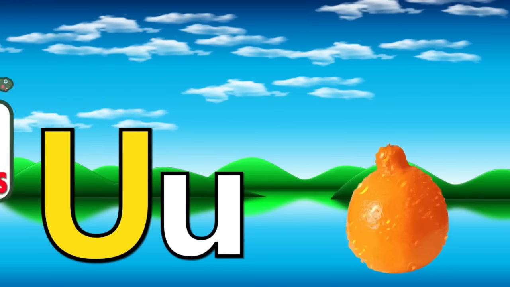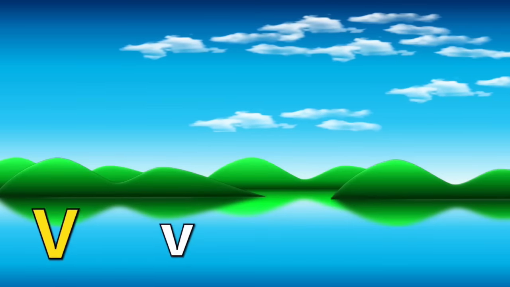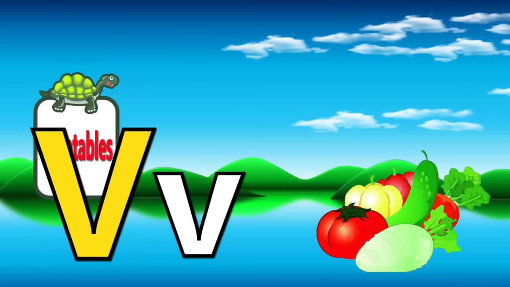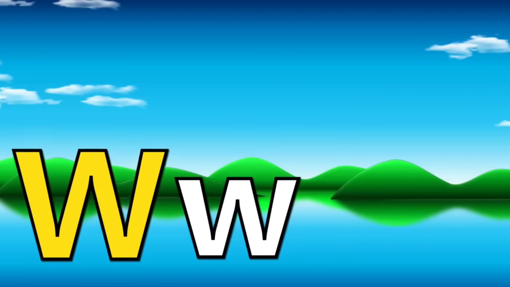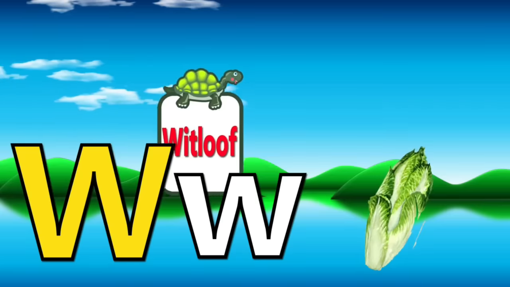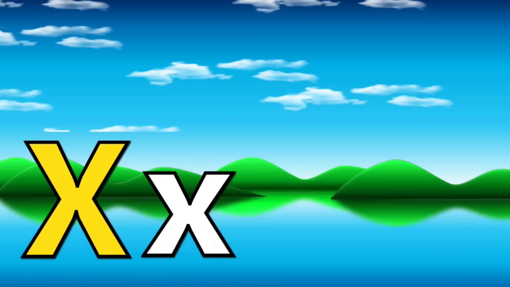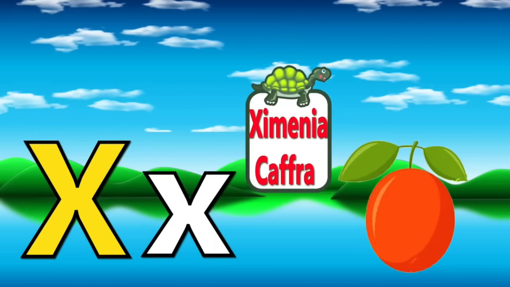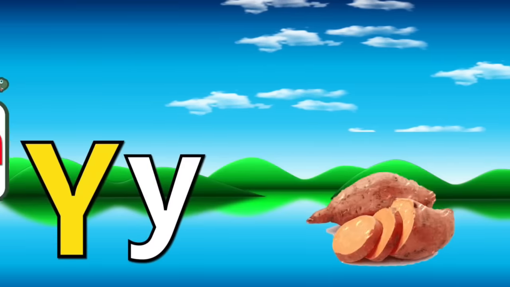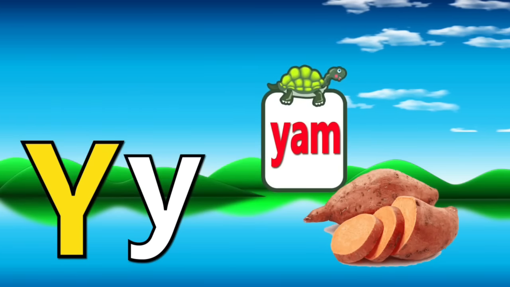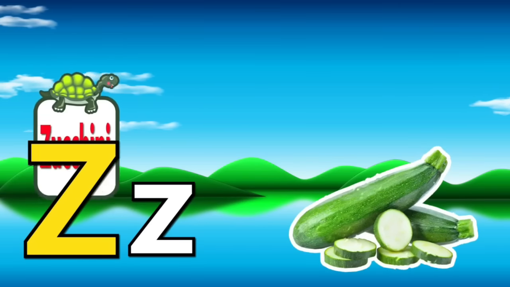U is for ugly fruit. V is for vegetables. W is for wheat loaf. X is for Zimenia caffra. Y is for yam. Z is for zucchini.